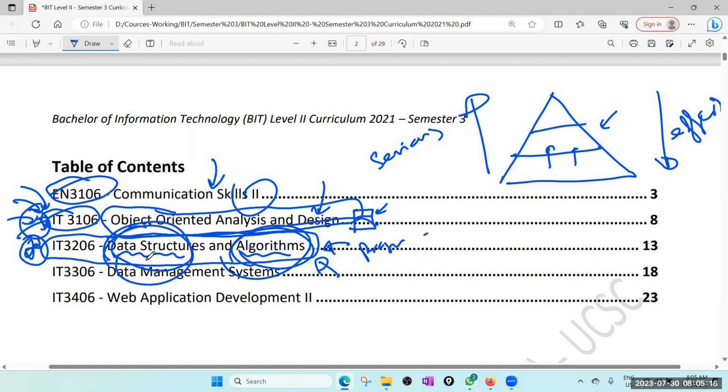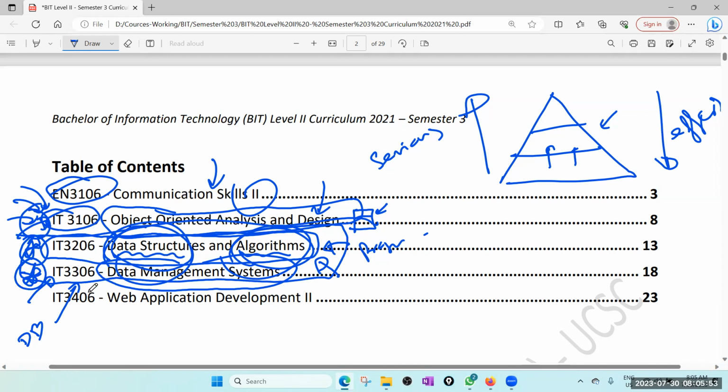The 4th subject is data management. This is basically a continuation of your database subject in semester 2. You had database in semester 2, and this is something like part 2 of the database. They have just given it a different name, but it is basically part 2 of database. And I would say this is the hardest subject. So make sure you pay a lot of attention to these middle subjects: data structures and algorithm, and data management system. Those are small subjects, but you need to be serious.